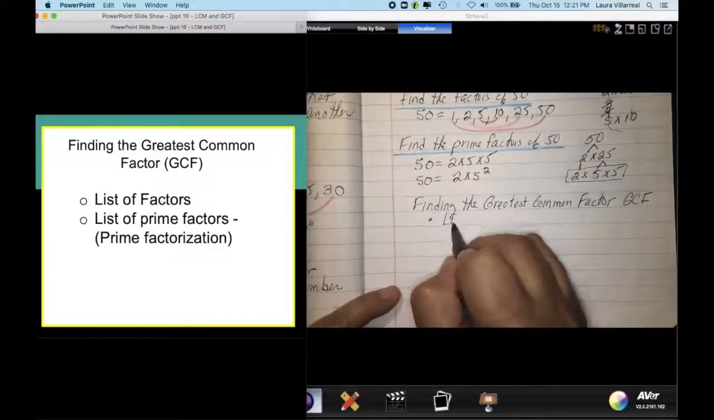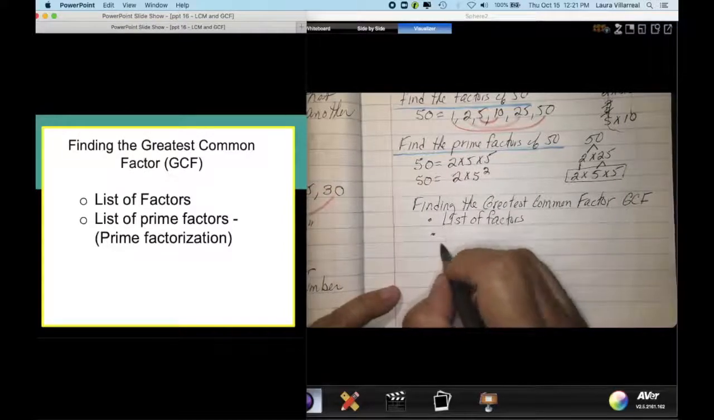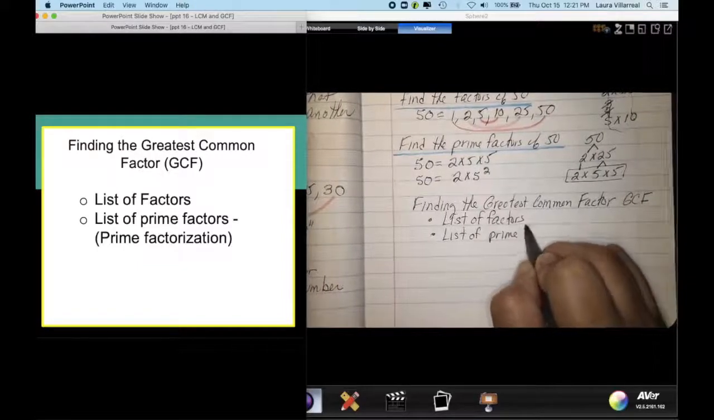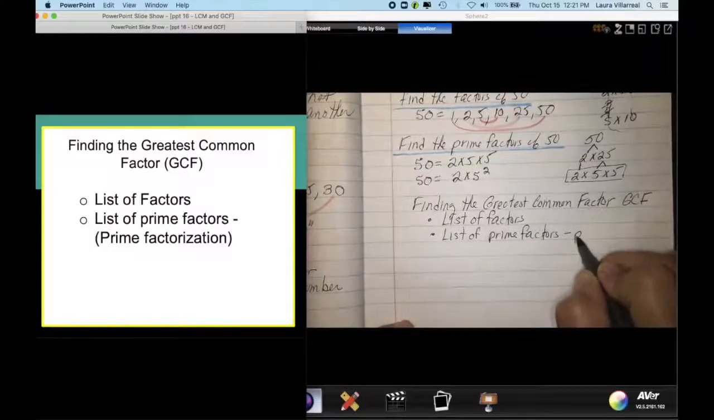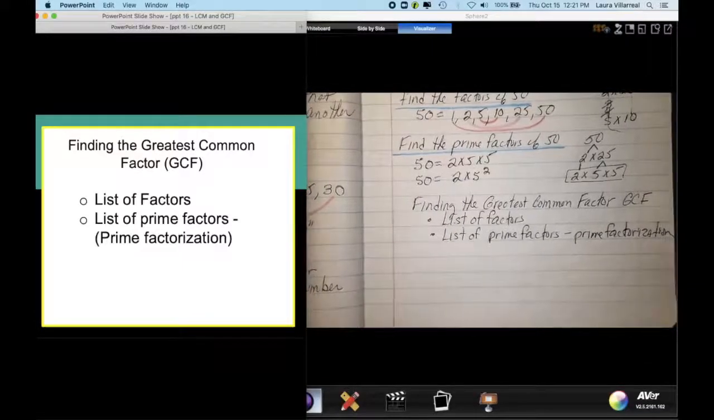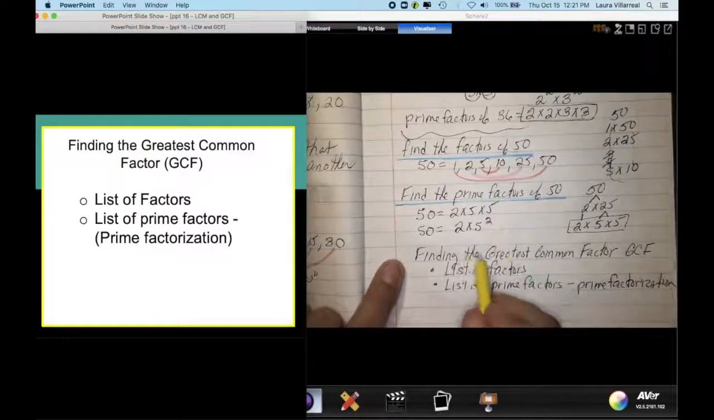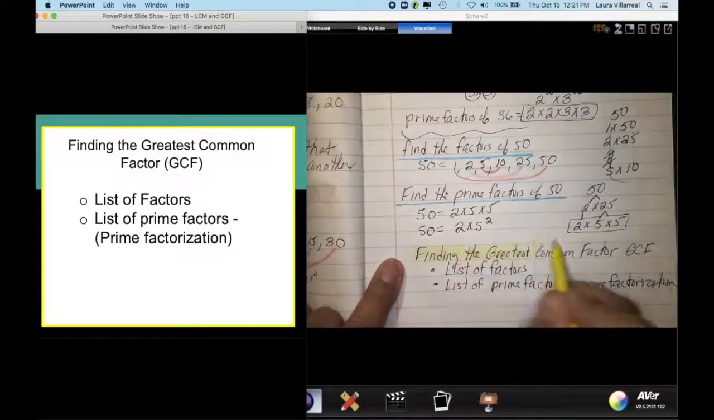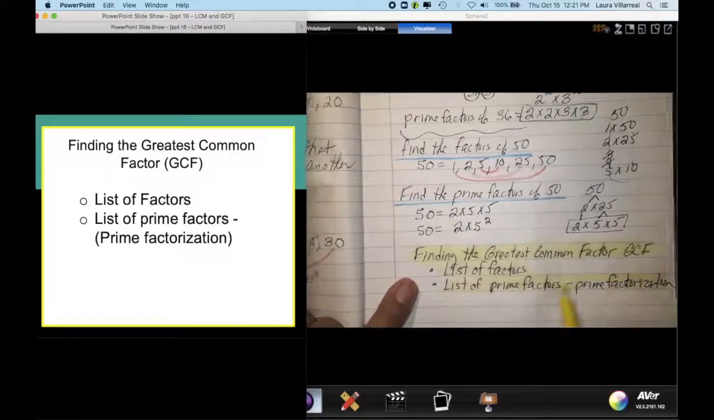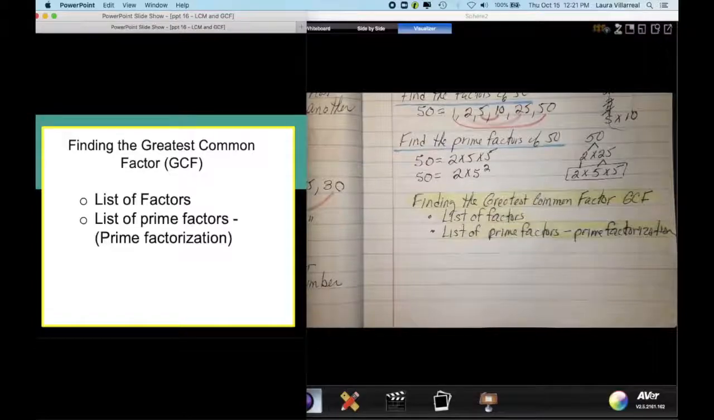So one of the methods we use is the list of factors. And the second method we use is through prime factorization. Also known as prime factorization. Okay, let's go ahead and highlight this so it'll stand out in our notebook. You can highlight just the title or the whole little area here. Okay. I'm going to save this space for some other notes, but I'm going to continue on the next page.